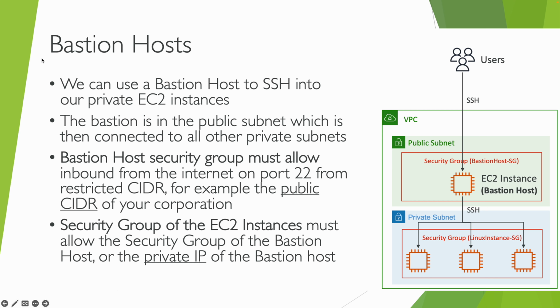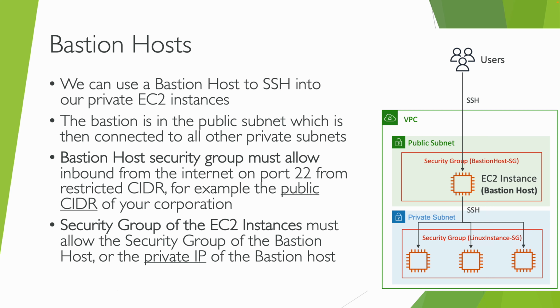Okay. So coming to the other thing, there's something called a Bastion host. We can use a Bastion host to SSH into our private EC2 instance. We know that when we create an instance in a public subnet, we get a public IP, through which we are able to connect to the public EC2 instance. But when you create an EC2 instance in a private subnet, there won't be any public IP because it is inside the VPC, and we are not able to connect to instances in the private subnet directly from the internet.